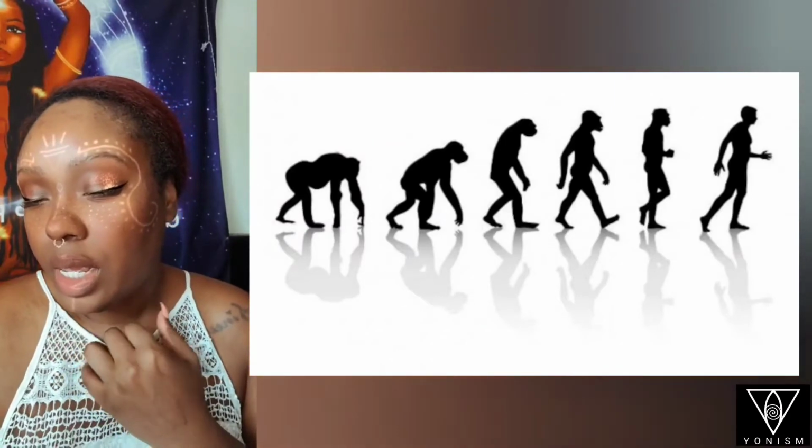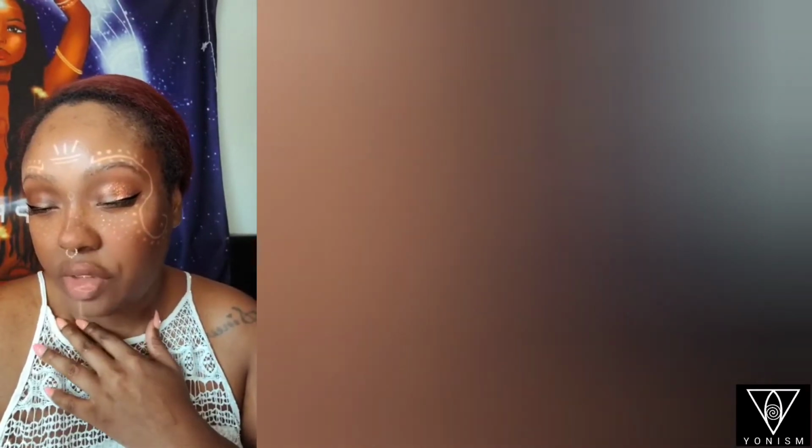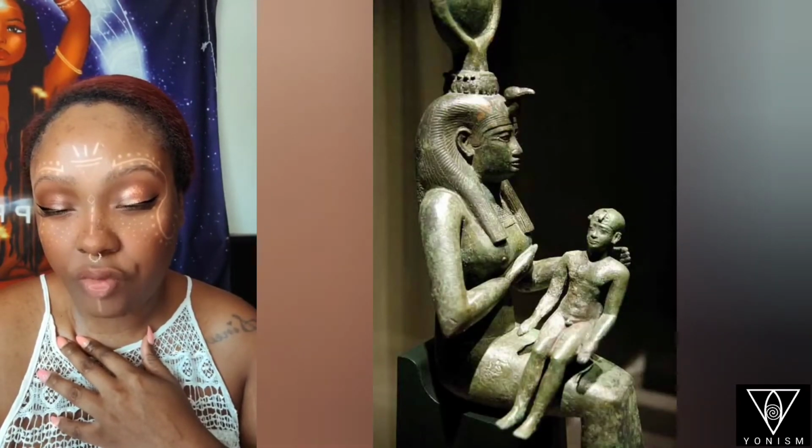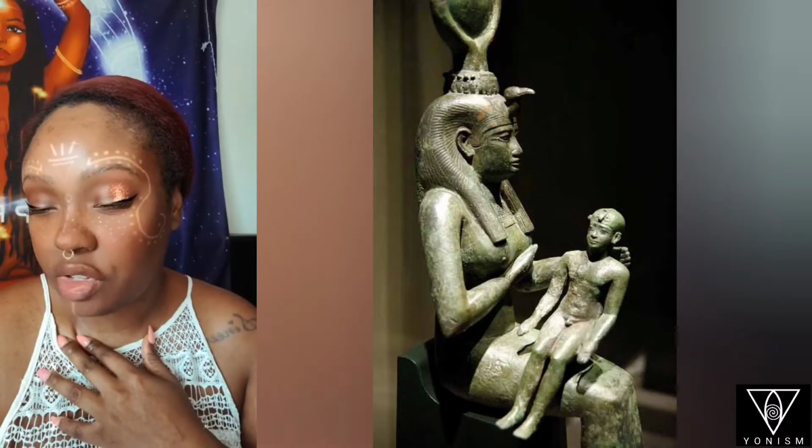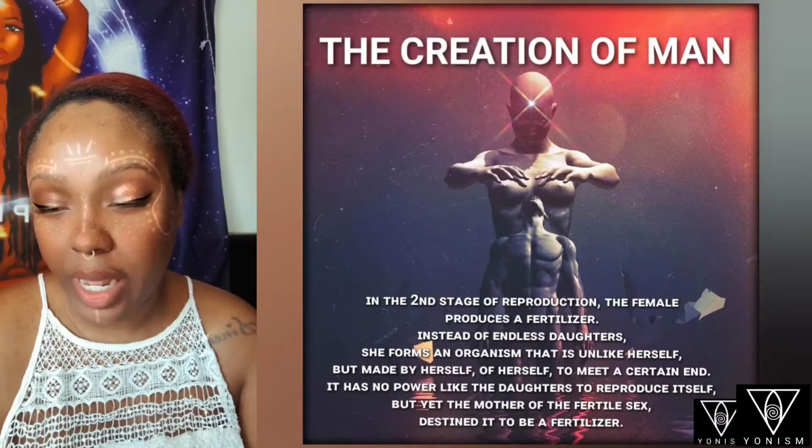So it says science states that the female is the primary and the original sex, and that the first son of the virgin mother was ever virgin born. The female is the fertile sex, and whatever is fertile is looked upon as female. At this point, Swiney says, in the second stage of reproduction, the female produces a fertilizer.